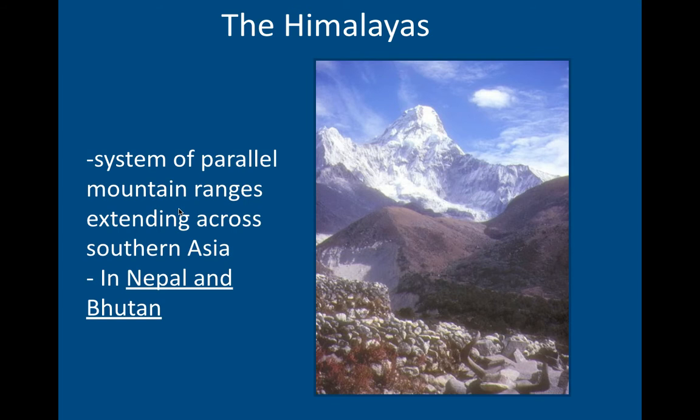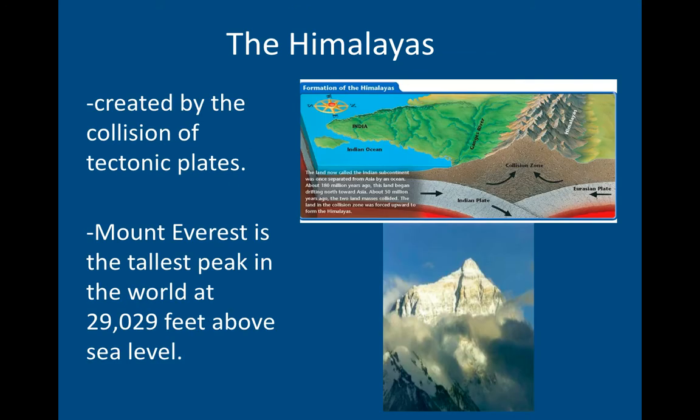System of parallel mountain ranges that extend across southern Asia. And so, like I said, when that Indian continent collided, you can see here, it pushed up that land, and that caused the Himalayas. So you've got a lot of mountain ranges there. Some of the tallest peaks in the world, actually the tallest peak in the world, Mount Everest is there, but also like 12 out of the top 14 tallest mountains or something like that are in the Himalayas. Okay, so you have that here, the Himalayas. And that's Mount Everest there.